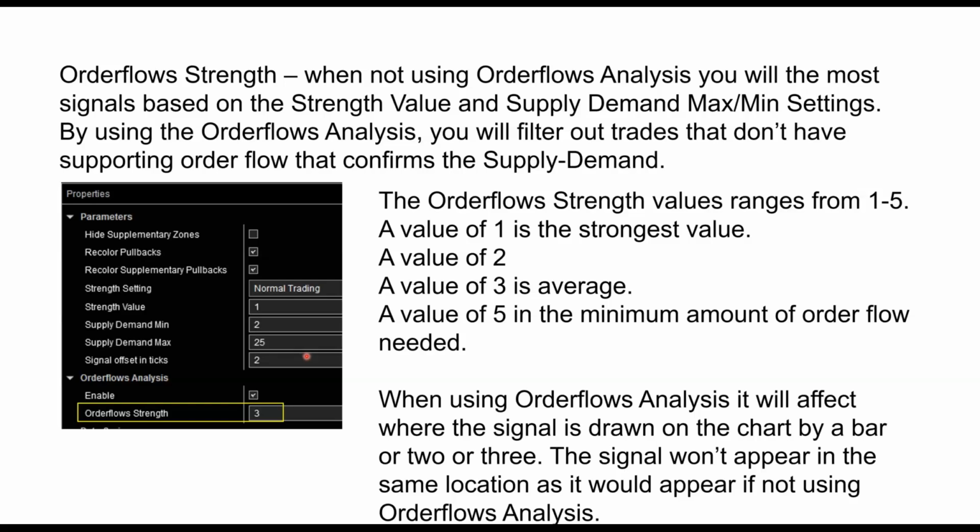If you set it stronger, it's going to need more order flow. That's why the signal, the actual up triangle or down triangle, may be drawn at different spots if you're using different order flow strengths, right? If you're using 5, it's going to be more liberal. You might get a signal earlier than if you're using 1, which is the strongest.